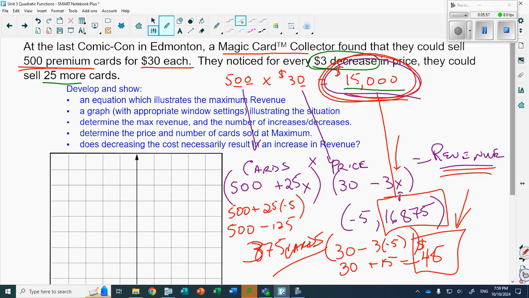Isn't that interesting? So what do we take away from this? What we take away is that a decrease in price does not necessarily mean an increase in overall revenue. You're definitely selling more cards, but you're not actually increasing the revenue. The revenue would increase by putting negative 5 into that price and actually bringing the price up. Isn't that interesting? Now, stay tuned for part 2, where we're going to go through the proper way of setting this up and putting it in the window settings and all that. Stay tuned.